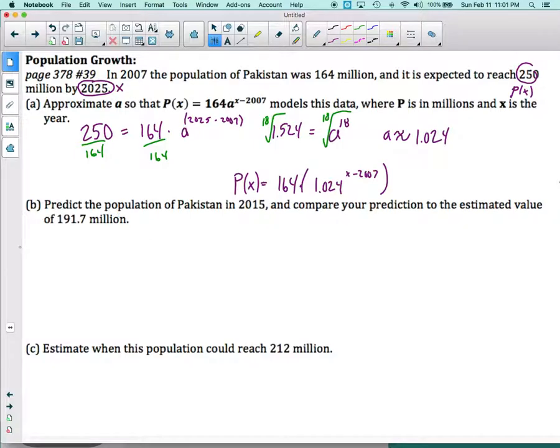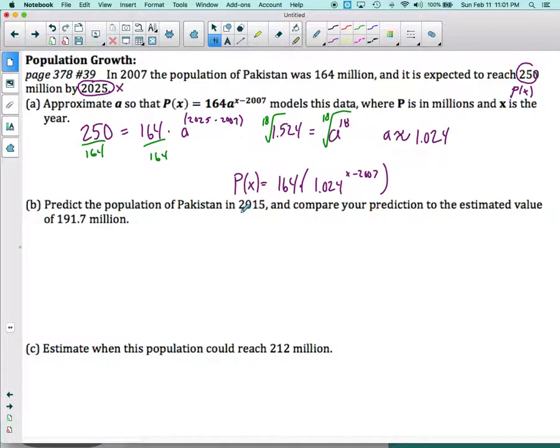All right, so second problem. Predict the population of Pakistan in 2015 and compare your prediction to the estimated value of 191.7 million. So in 2015, they took census data or whatever and got this data. So we want to see how good our model is, basically.